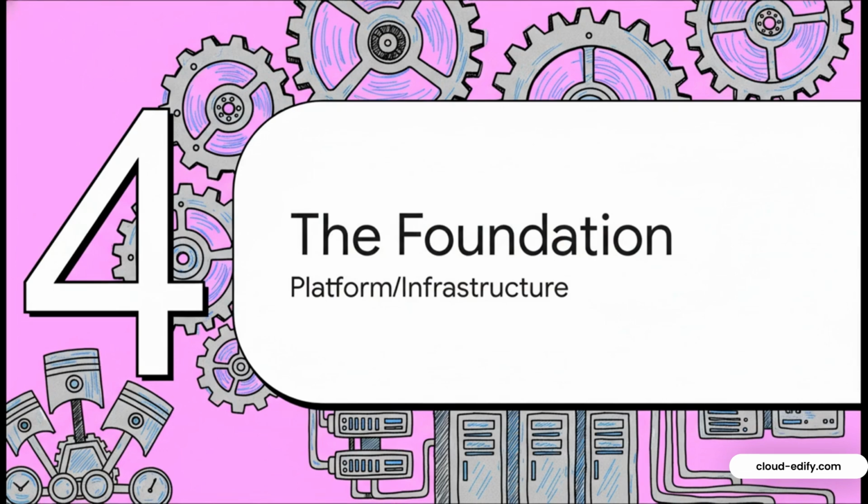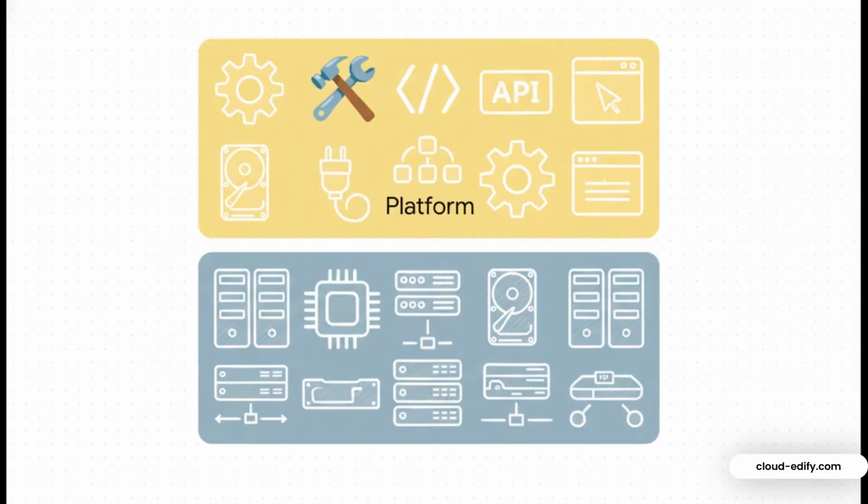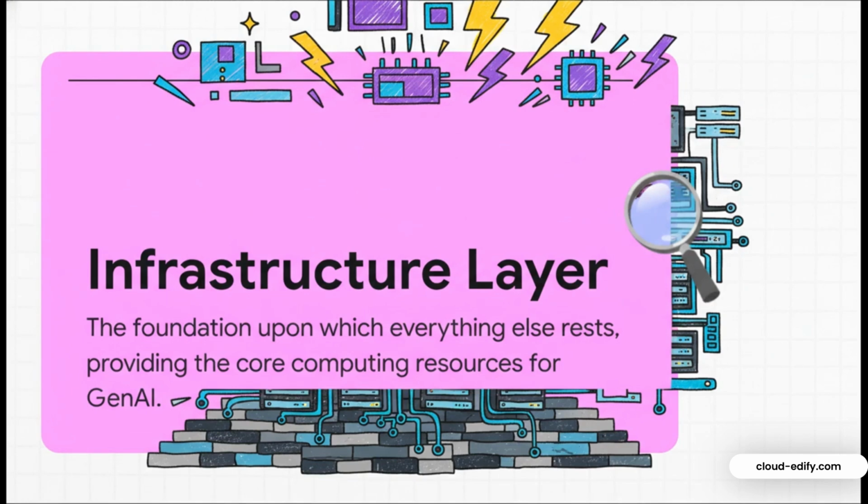Okay, so we've covered the apps, the agents, and the models, but what do they all run on? That takes us down to the very foundation of our building, the platform and infrastructure layers. This is the engine room. Now, it's really helpful to think of these two bottom layers together. The infrastructure, that's the physical engine. We're talking raw hardware. The platform, on the other hand, is the toolkit that lets developers actually use that engine to build things. Let's start at the absolute bottom.